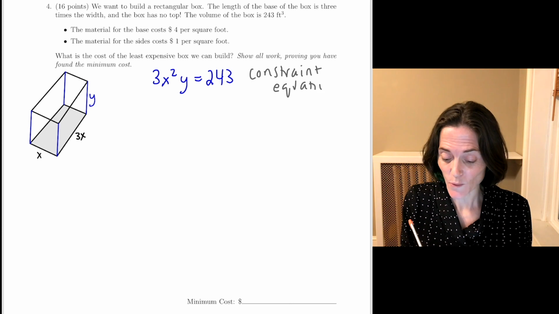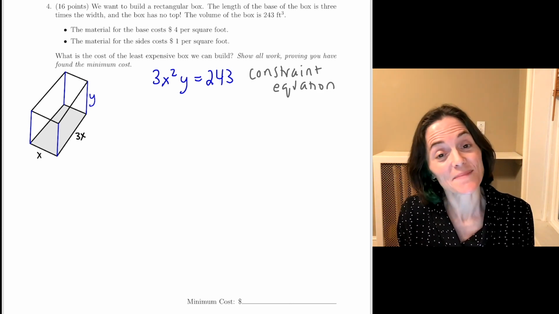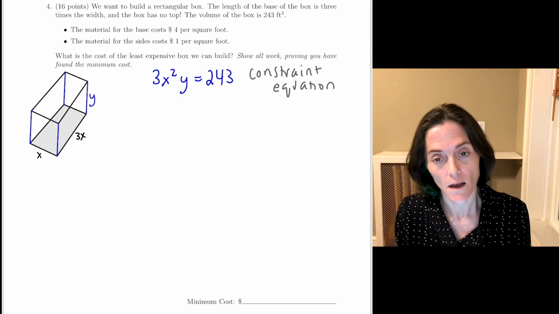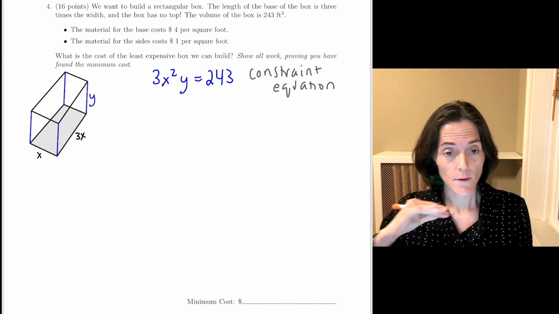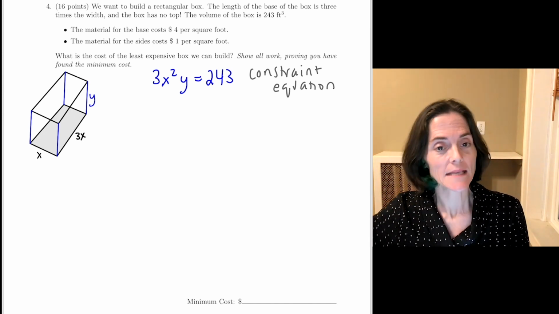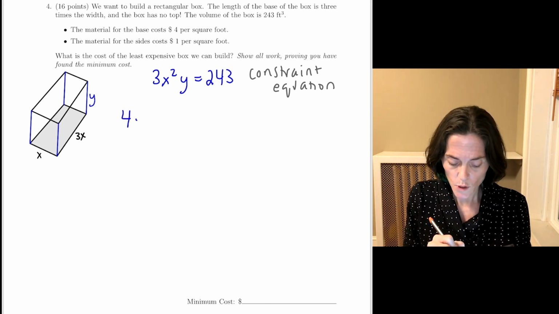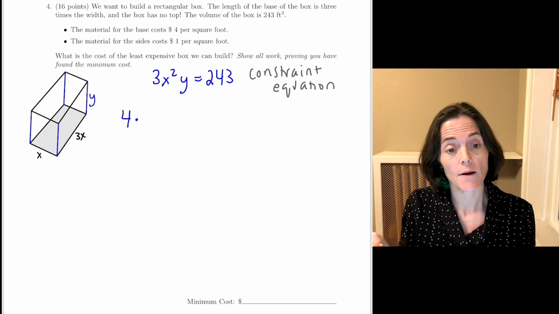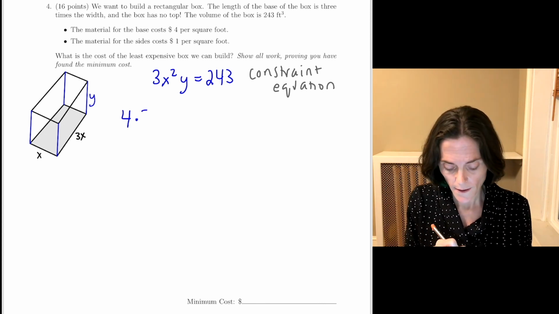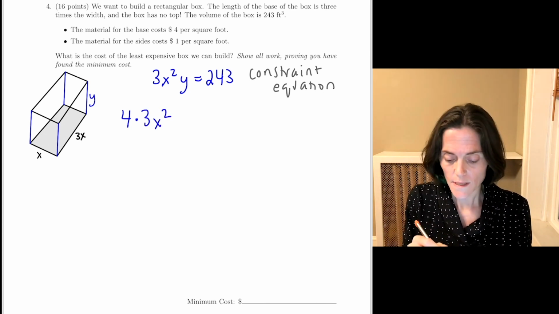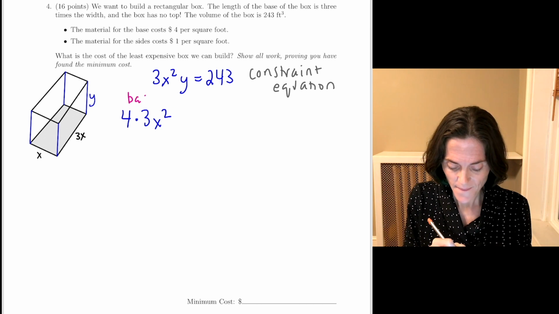What else do we have in this problem? Well, we need an objective function, and this will come from the cost. So there is no top. The base costs $4 per square foot. So we have $4 per square foot times the area of the base, which is 3x squared. So this is the cost for the base.